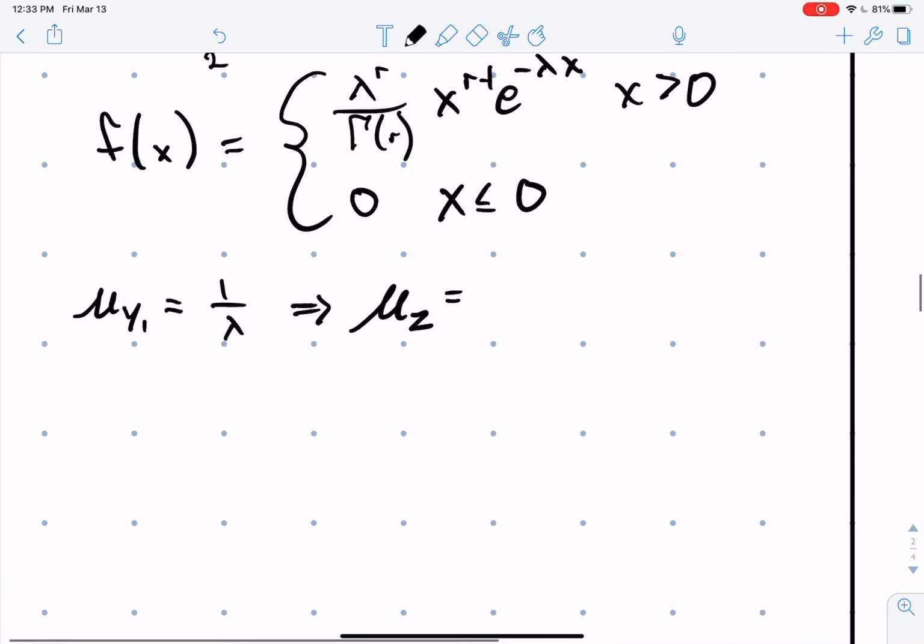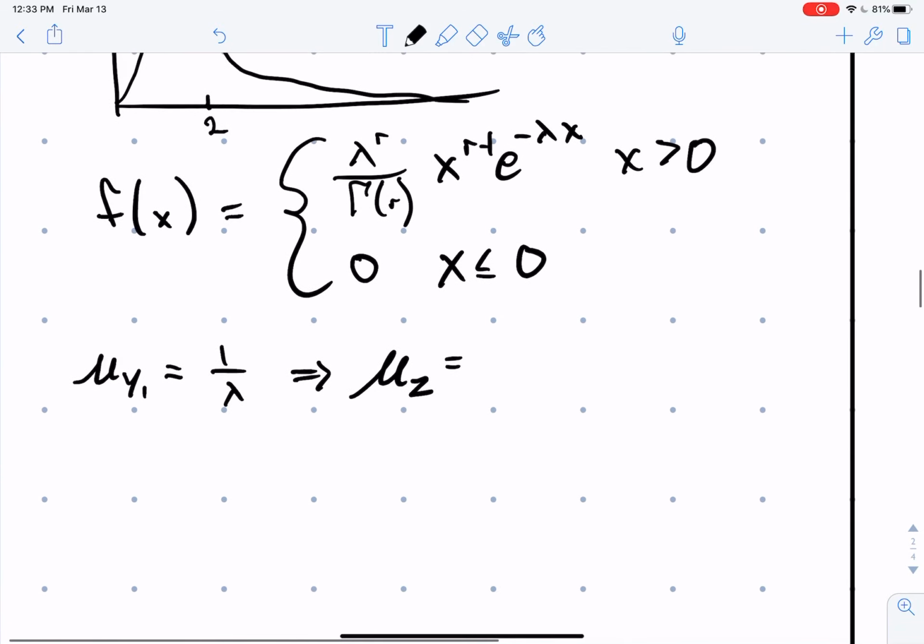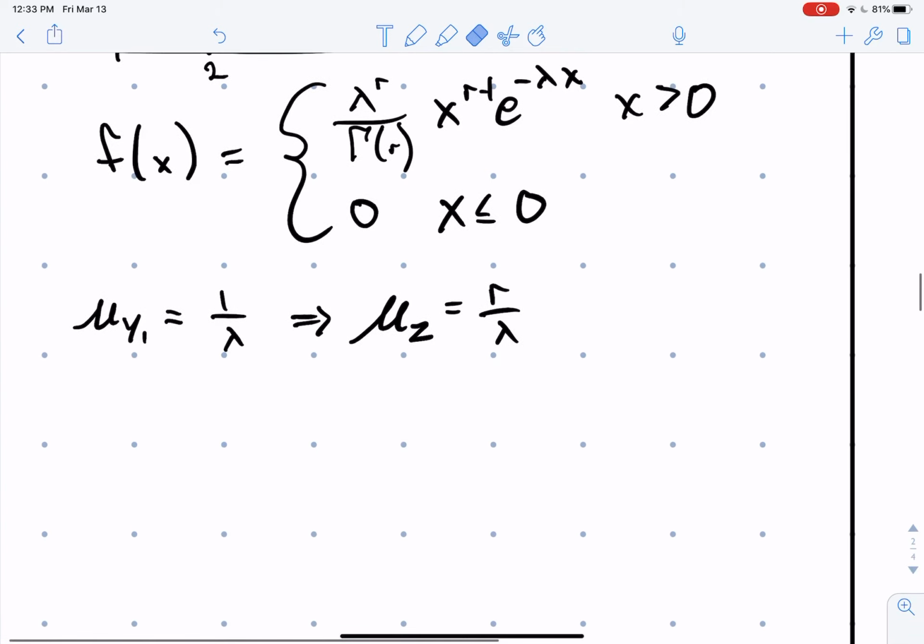So we're adding up 3 of these random variables, or r of them in general, so we get mu z is equal to r over lambda, and the same idea leads us to the variance sigma squared z is equal to r times the variance of an exponential random variable. It's 1 over lambda squared, so r over lambda squared.